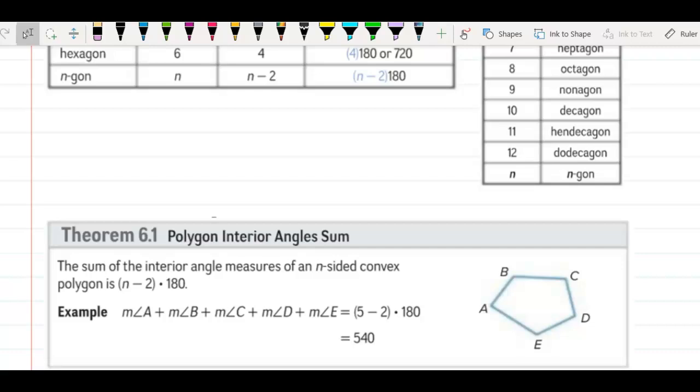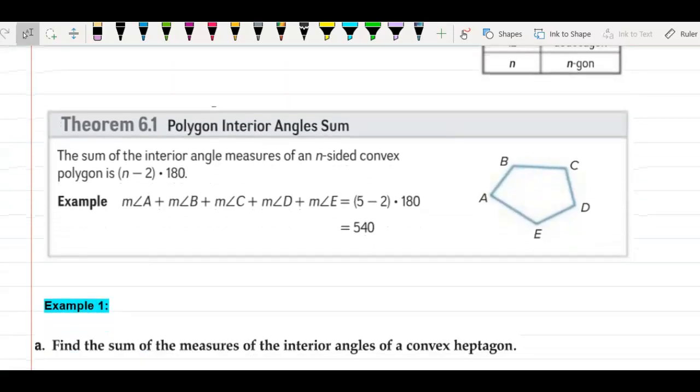Our first theorem, we're really only going to talk about 2 theorems today. The first one is the sum of the interior angles, so make a note of that. These are the angles on the inside, just like the inside of your house. The equation for this is (n minus 2) times 180. You're probably thinking, what the heck is n? n is just the number of sides.